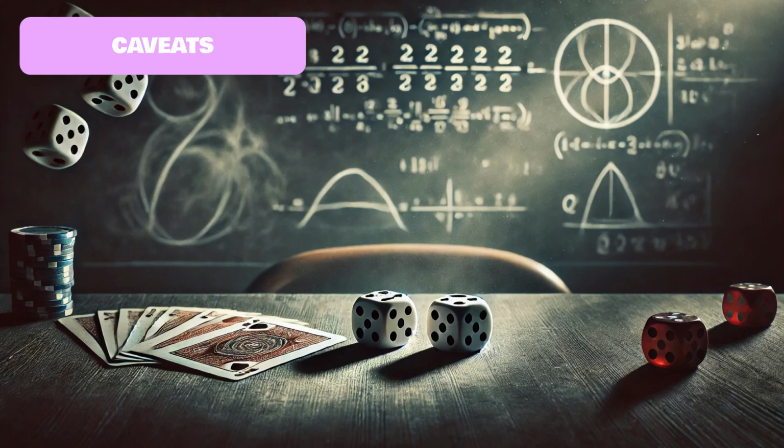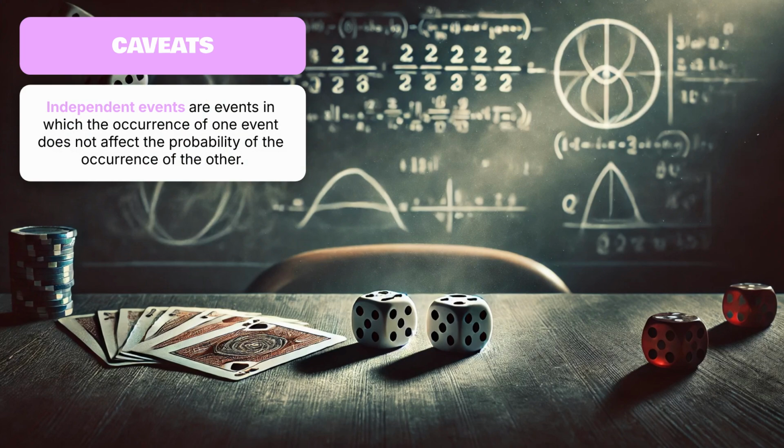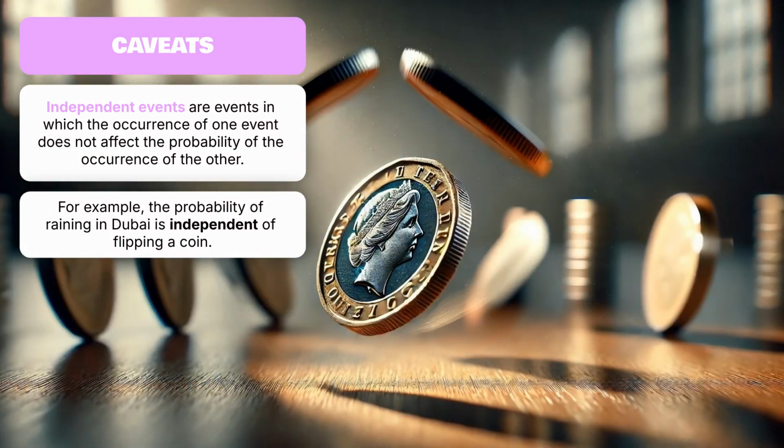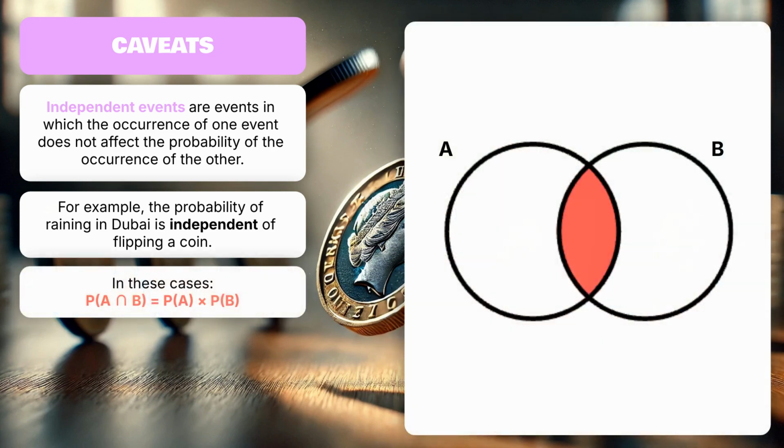Another type of event you need to know is independent events. These are events in which the occurrence of one event does not affect the probability of the occurrence of the other. For example, the probability of raining in Dubai is independent of flipping a coin. For independent events, a special relationship holds. This is that the probability of A and B equals the probability of A multiplied by the probability of B.